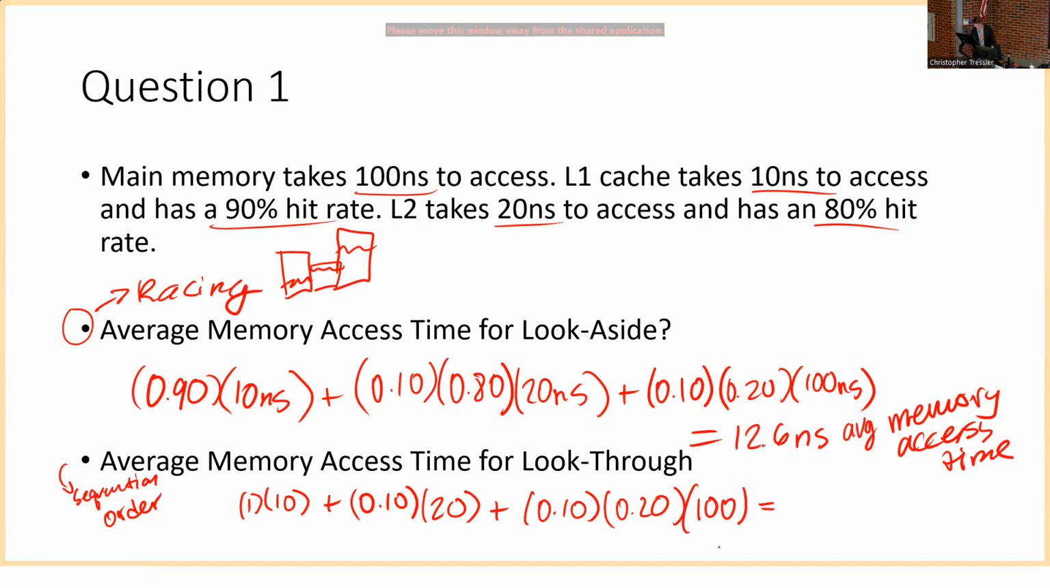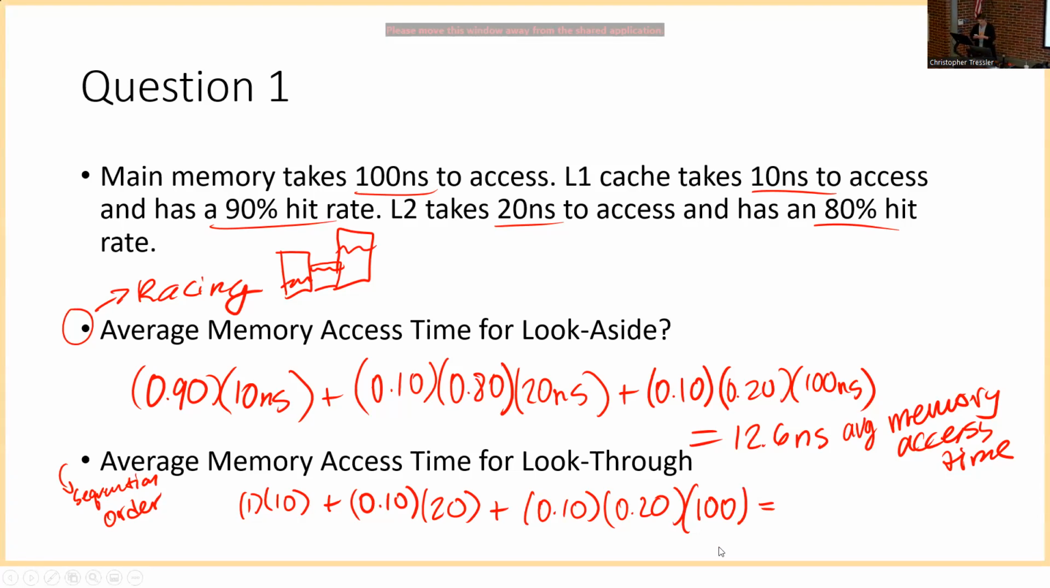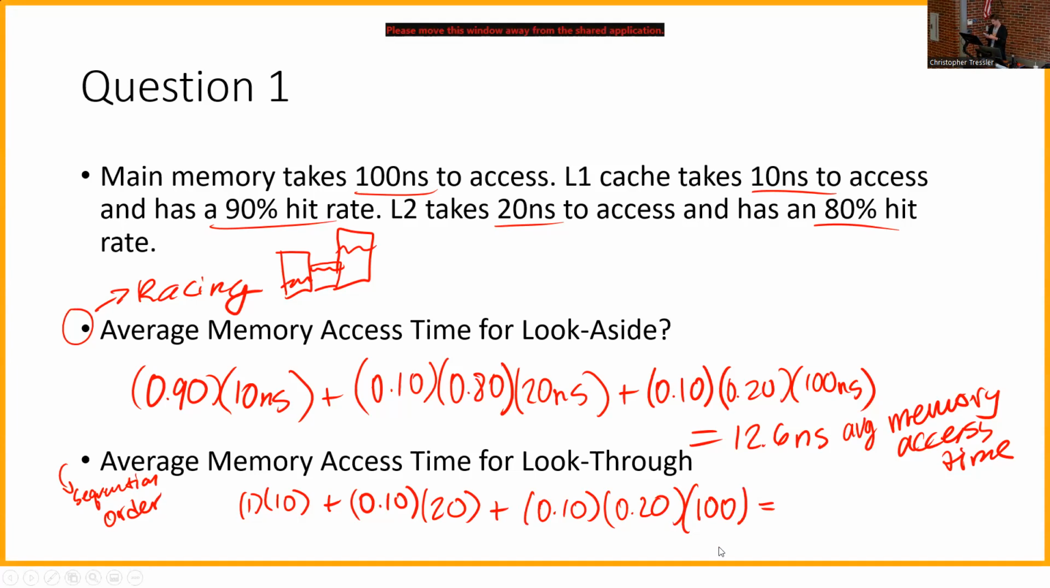So now when we add all of this up, we get 1 times 10 plus 0.1 times 20, which is 2, so we get 12, plus 0.10 times 0.2 times 100, which is another 2, so we get 14. Okay, hopefully that makes sense.